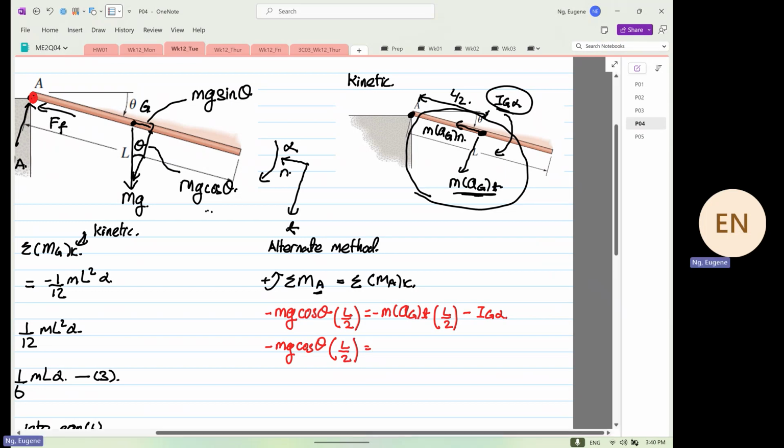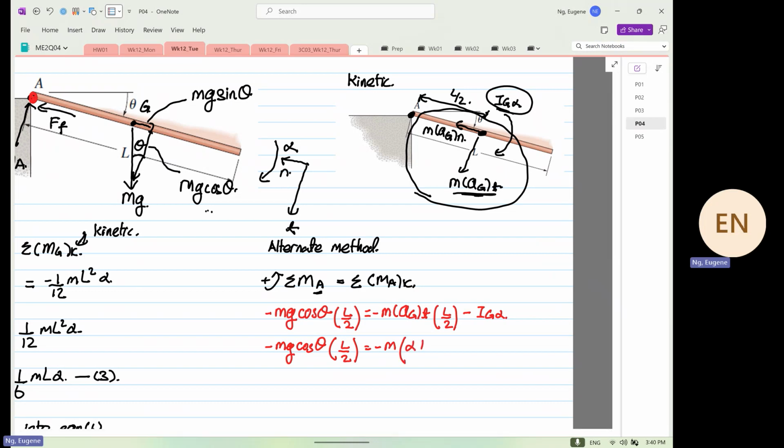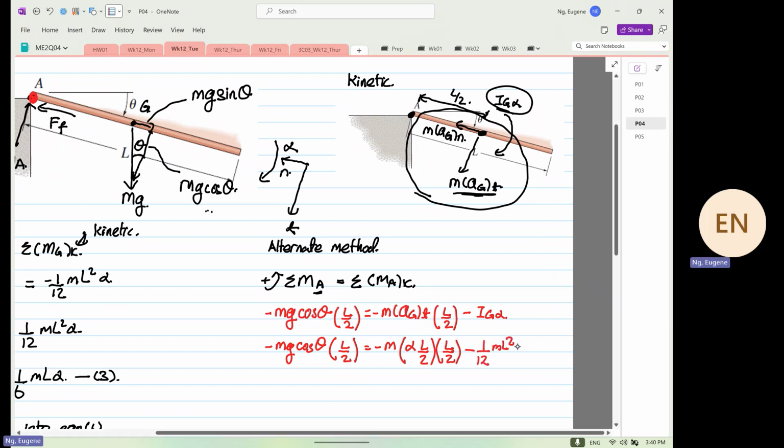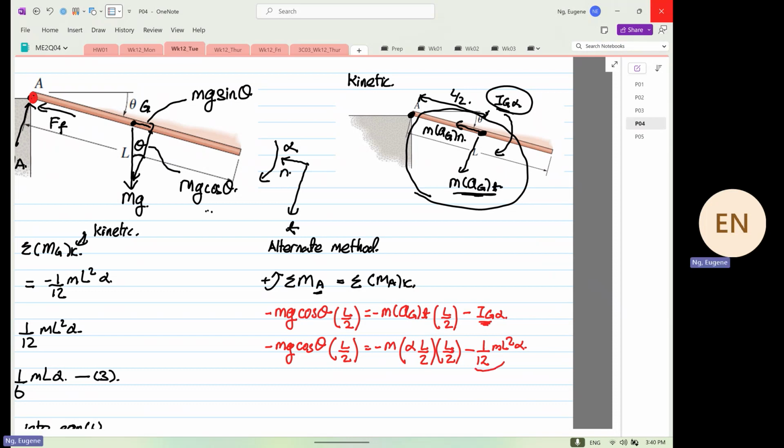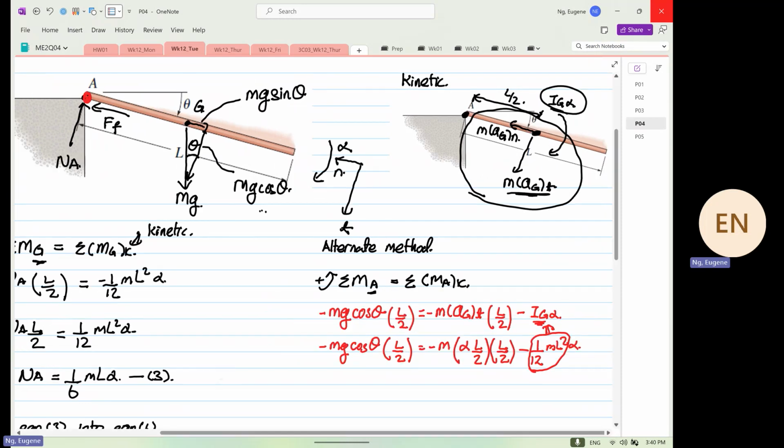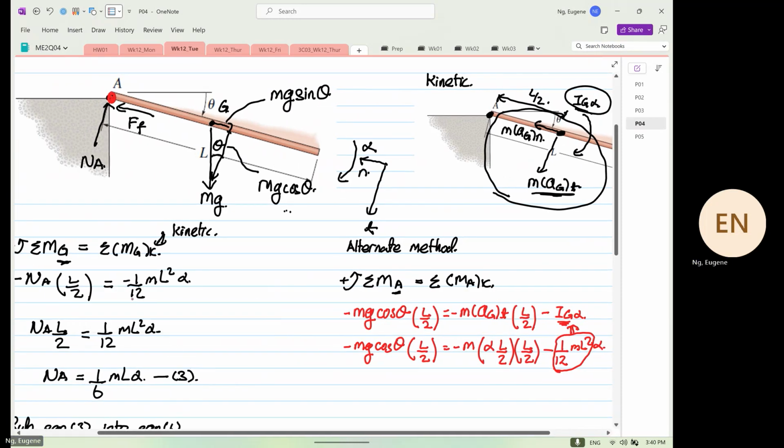And this is equal to minus m a_G t is equal to alpha multiplied by L/2. This whole thing multiplied by L/2 minus I_G alpha, where I_G is 1/12 m L squared alpha. Okay, so this term over here is our I_G. We did use this before.